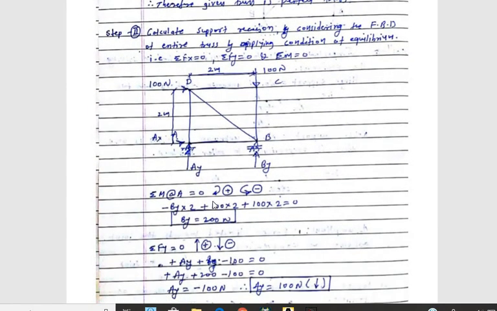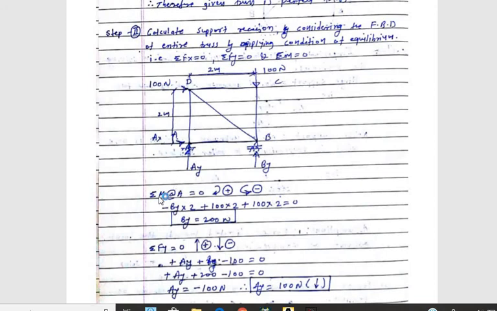Now step number 2. Consider what we have discussed in the previous discussion, that we have to consider the FBD of the entire truss and calculate the support reactions. So here is the FBD of the entire truss. The hinge joint has 2 unknowns, AX, AY. The roller again has 1 unknown, which is vertical. After drawing the FBD, now we have to calculate the support reactions.